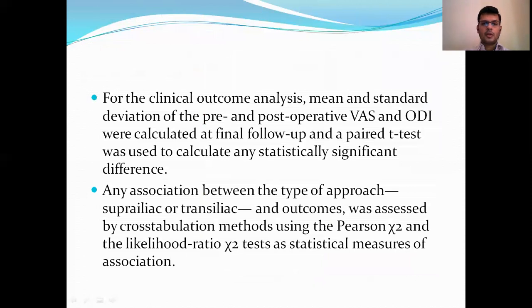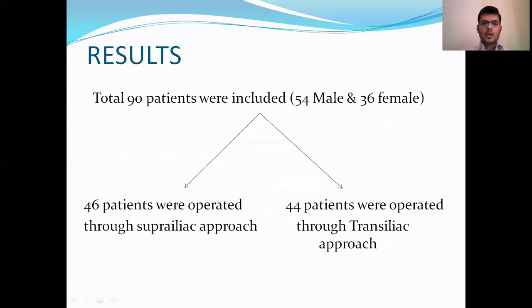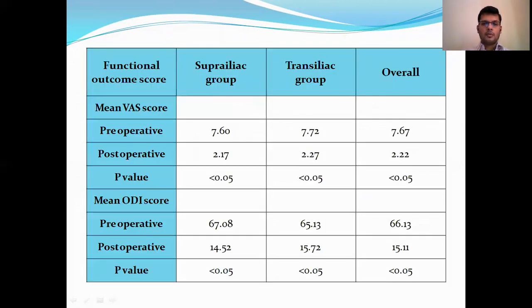For the clinical outcome analysis, the pre and post-operative mean VAS and ODI scores were calculated, and a paired t-test was used to calculate any statistically significant difference. Any association between the type of approach and outcomes was also assessed. Total 90 patients were included in our study. 46 patients were operated through suprailiac approach and 44 were operated through transiliac approach. This is a table showing the pre and post-operative mean VAS and ODI scores in both the groups.